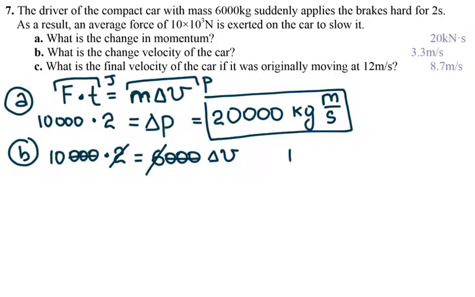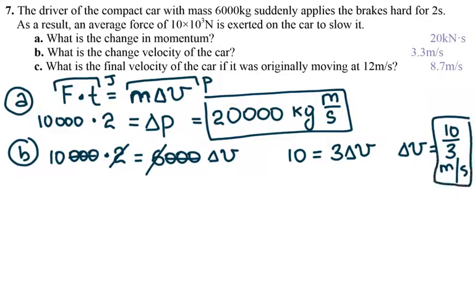So what I have is 10 is equal to 3 times the change of the velocity. So your change of the velocity is equal to 10 over 3 meters per second, or 3.333 meters per second. Then for part C, what is the final velocity of the car if it was originally moving at 12 meters per second?